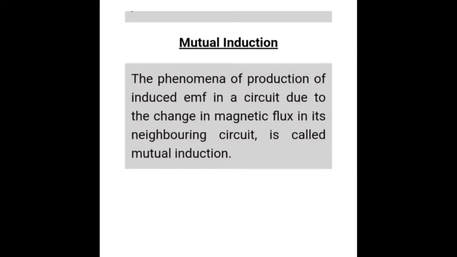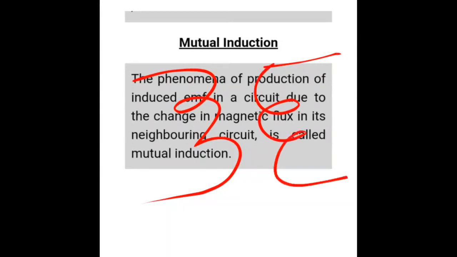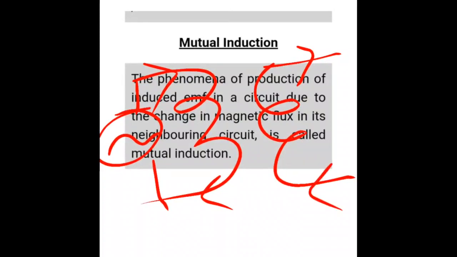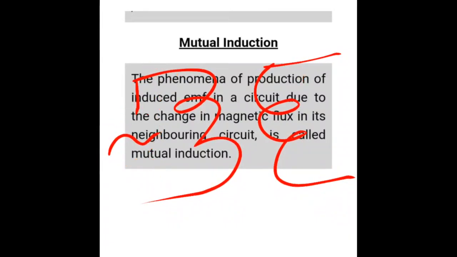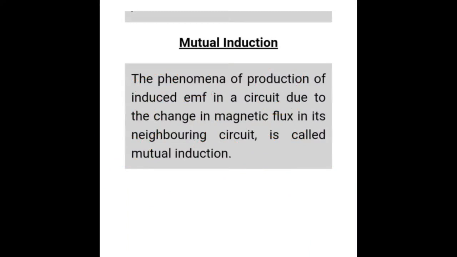Mutual induction is the phenomenon of production of induced EMF in a circuit due to the change in magnetic flux in its neighboring circuit. For example, if we have two coils, like in a transformer, due to change in current in one coil, an EMF is induced in the other, right? So this is called mutual induction. So change of magnetic flux in a primary coil, if it induces an EMF in the secondary coil, that is mutual induction. So you see two coils are being connected by a copper wire.